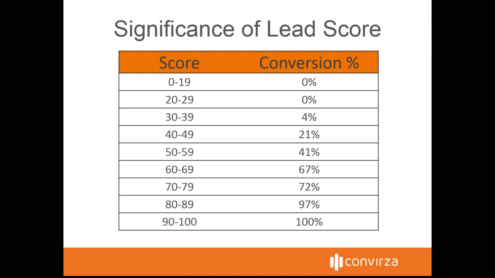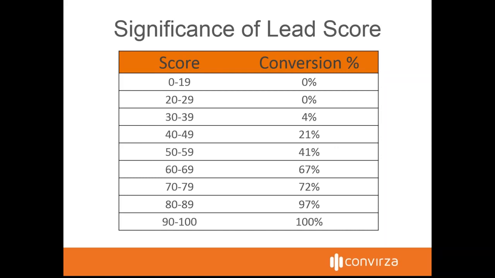So you notice between 0 and 29, the conversion rate is 0. So these are people perhaps who were on hold for a long time. Maybe they were calling because they had a question about a product or service that they had had in the past. Between 30 and 39, you have a close rate of 4%. So 4% of the calls between 30 and 39 resulted in revenue. 21% between 40 and 49 resulted in revenue. So you have a big jump there.